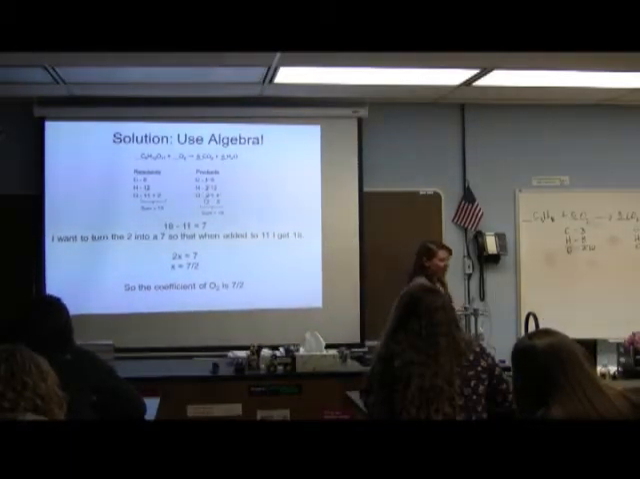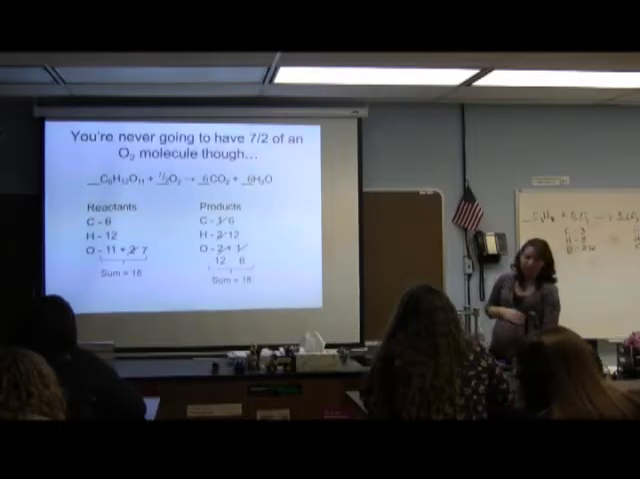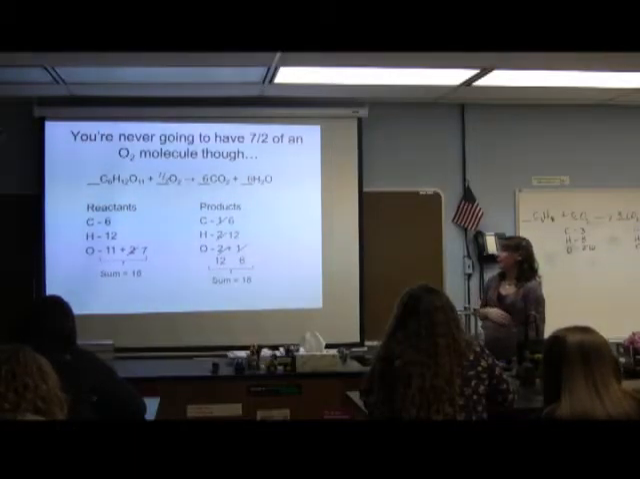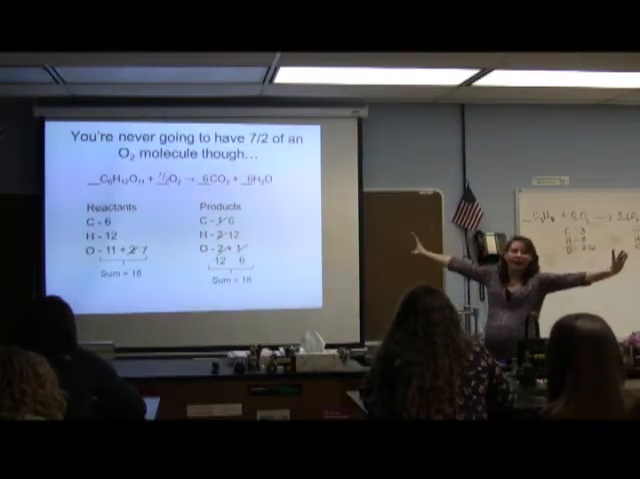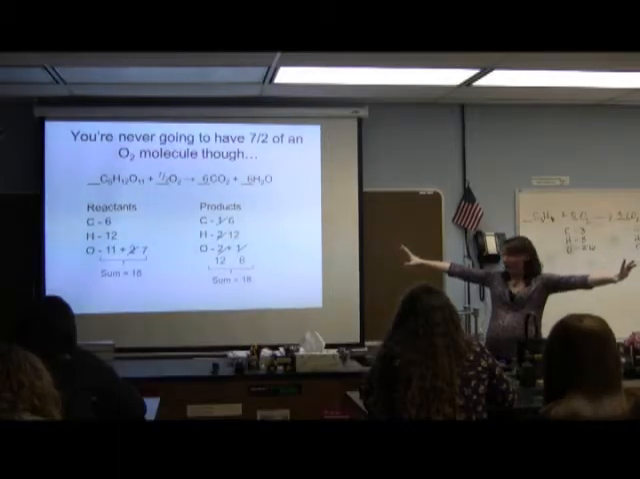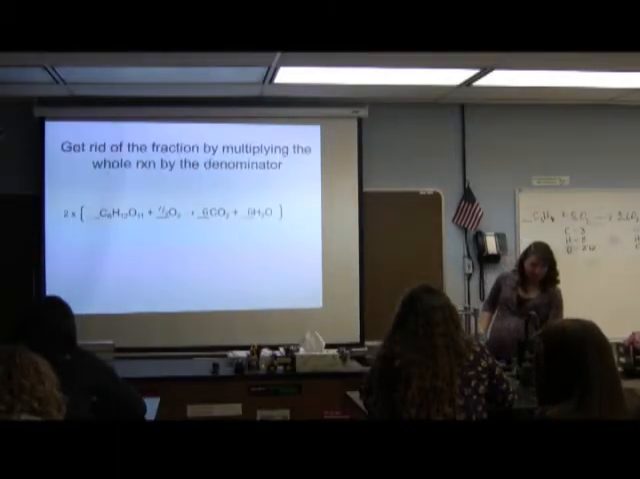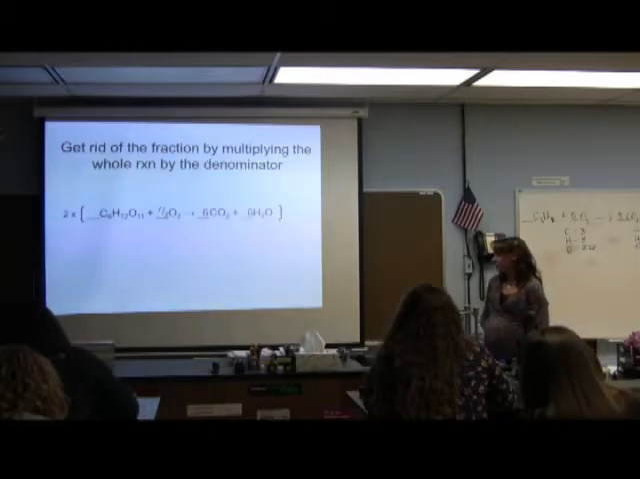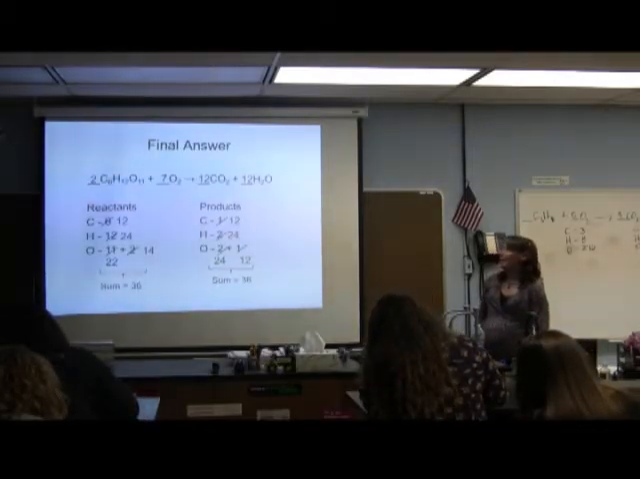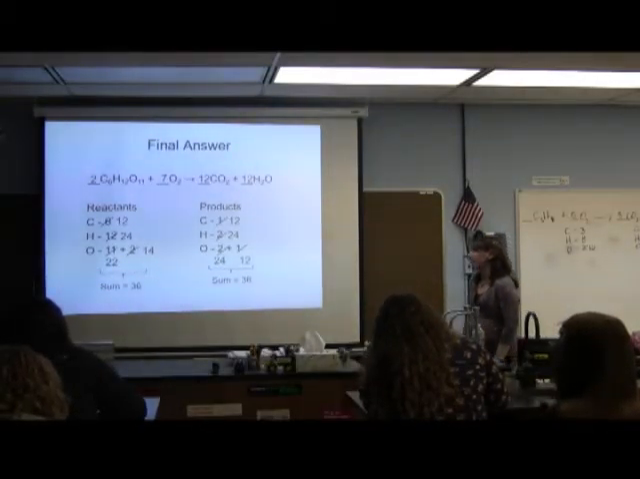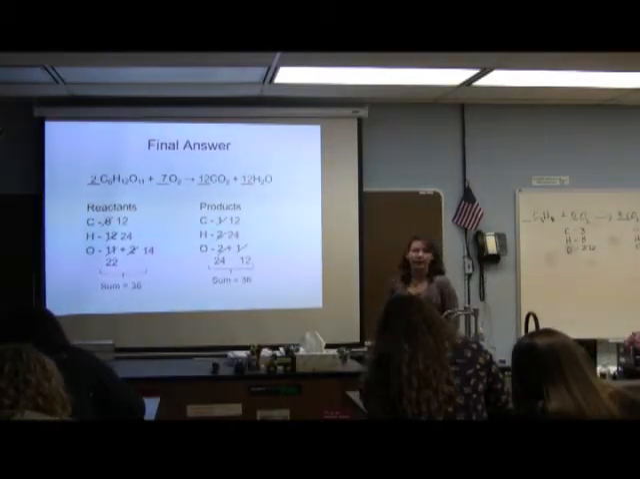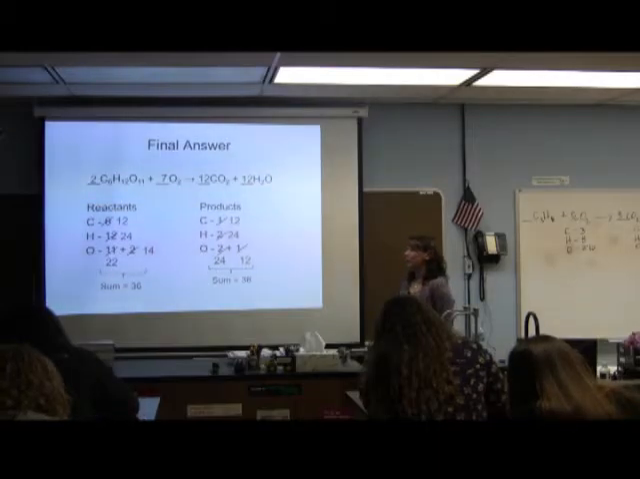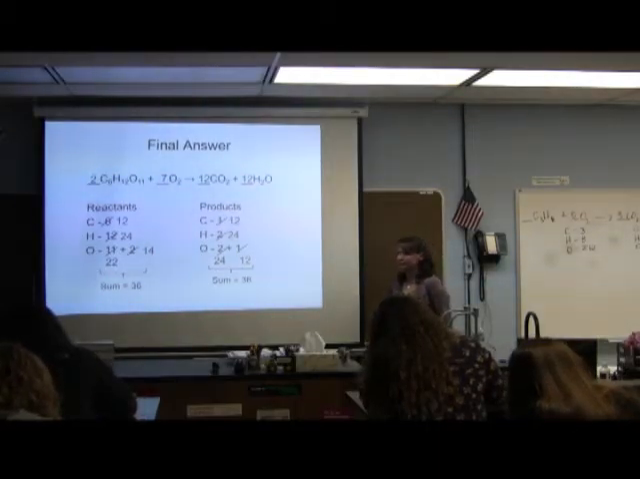Are you ever going to have 7 halves of a molecule, though? No. So does anyone know how you get rid of a fraction? You multiply the entire reaction by the denominator, 2. So if I multiply this whole monstrosity by 2, that changes my coefficients to 2, 7, 12, 12. And I double check my work, and my reactant product table still checks out.